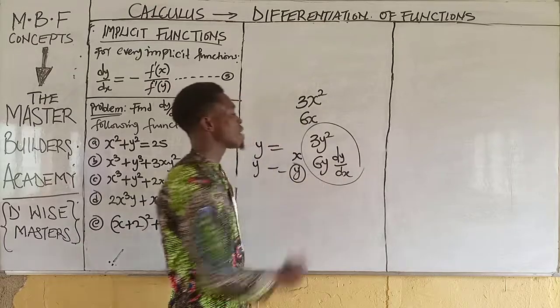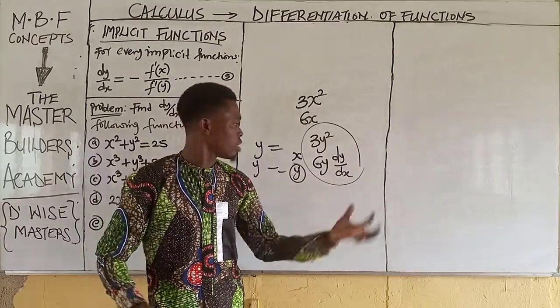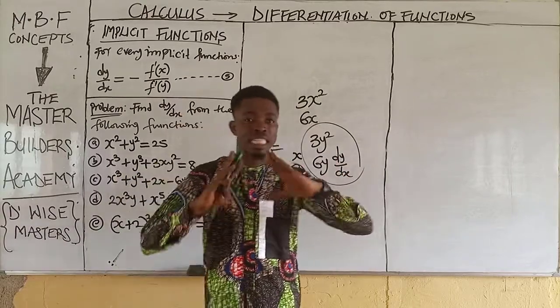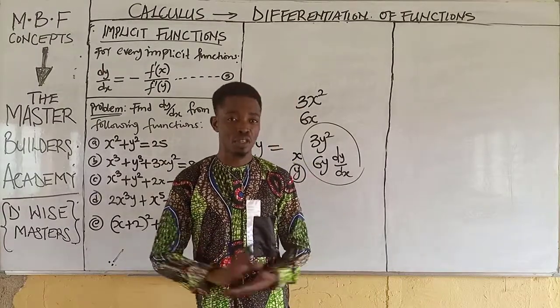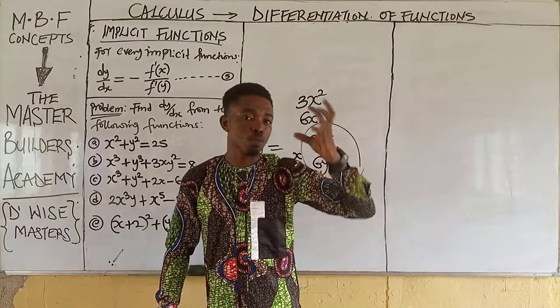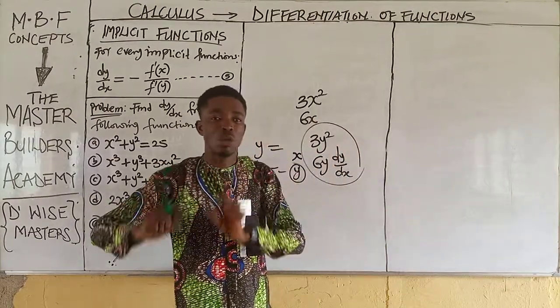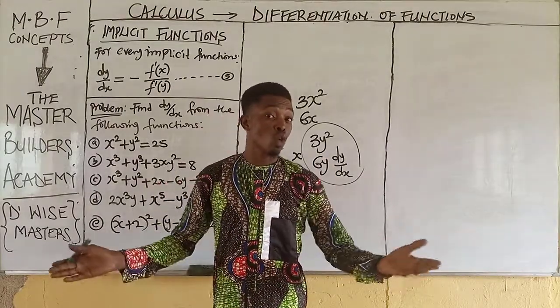So if I want to solve implicit functions using the actual method, not the shortcut, I will go on solving these problems in this order. So understand that in implicit function, when you differentiate x, you put down the result that you have. But when you differentiate y, you must put down the result and multiply the result by dy over dx. If this is understood, then we are good to go.